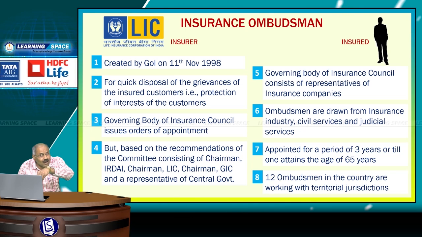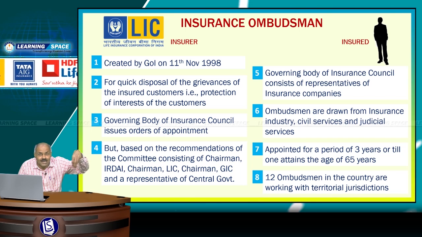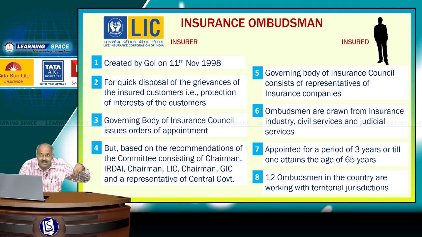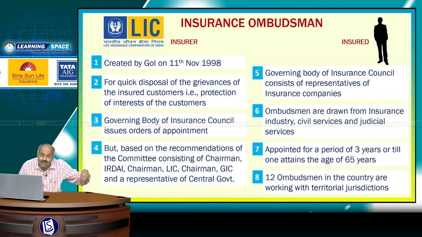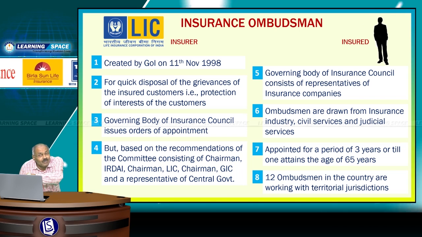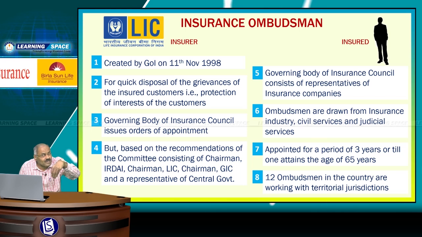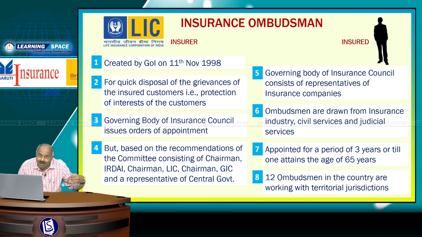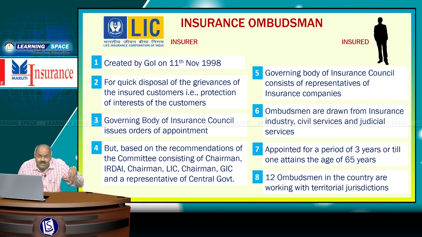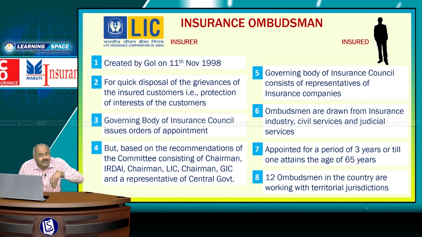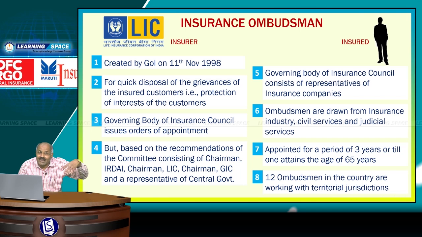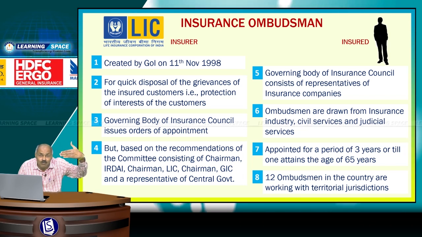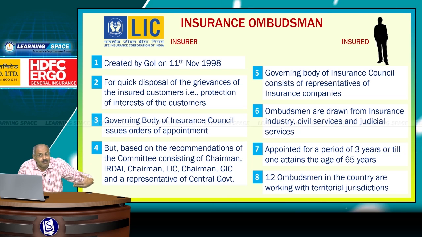And who will appoint this ombudsman? The ombudsman will be appointed by the governing body of Insurance Council. You may ask, what is the governing body of Insurance Council? This governing body consists of representatives from insurance companies. It issues orders of appointment, but based on the recommendations of a committee consisting of the IRDAI chairman, LIC chairman, GIC chairman and a representative from the central government. So, based on these recommendations, the governing body of Insurance Council issues the order of appointment for the ombudsman.